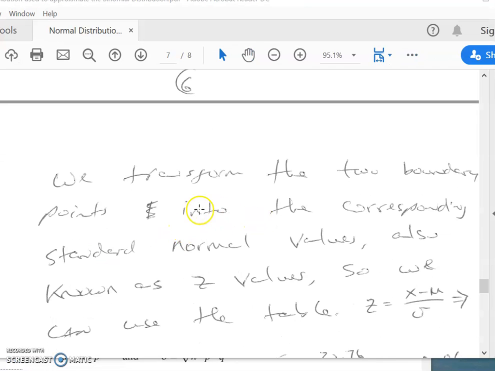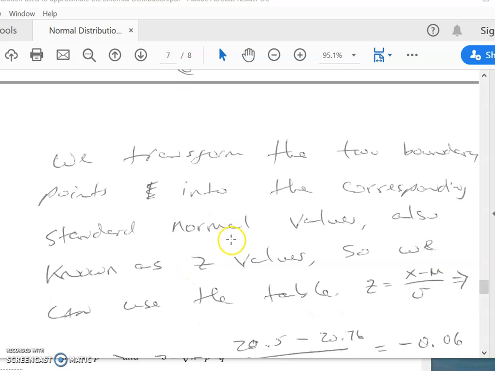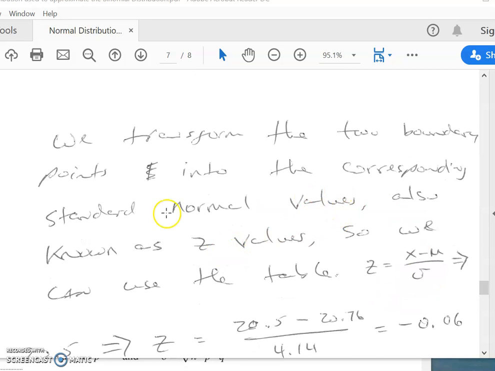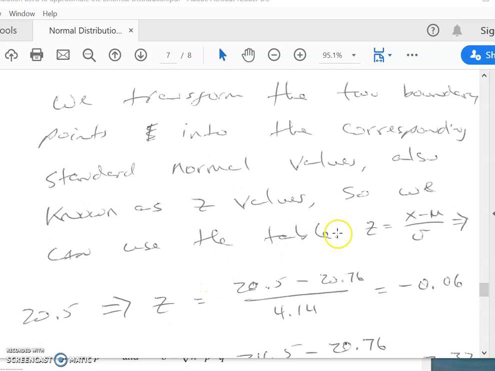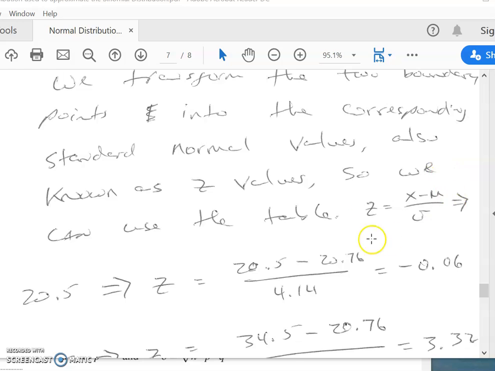So we transform those two boundary points into the corresponding standard normal values. We don't want the normal distribution. We want the standard normal distribution, which is the one that has a mean of 0 and a sigma of 1. And how do you get there? You use this formula right here: Z is equal to x take away mu over sigma. Those standard normal values are oftentimes referred to as the Z values or the Z score. So we can use that table in the back of the book using this formula.